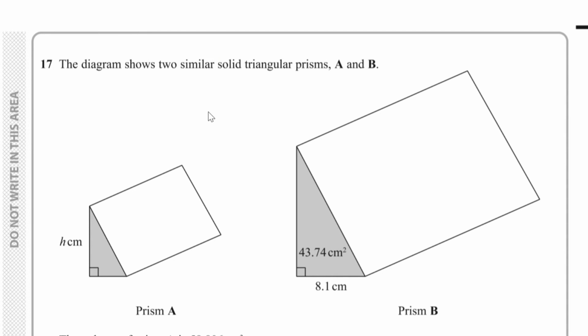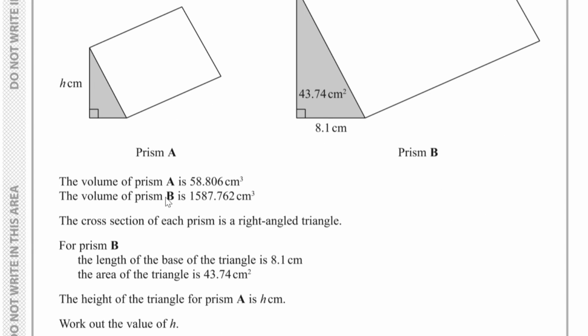Question number 17. The diagram shows two similar solid triangular prisms A and B. The volume of prism A is 58.806 centimeters cubed. The volume of prism B is 1587.762 centimeters cubed. The cross section of each prism is a right-angled triangle. For prism B, the length of the base of the triangle is 8.1 centimeters. The area of the triangle is 43.74 centimeters squared. The height of the triangle for prism A is h centimeters. We have to work out the value of h.